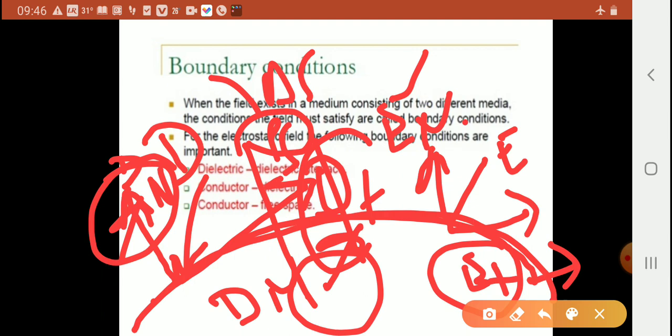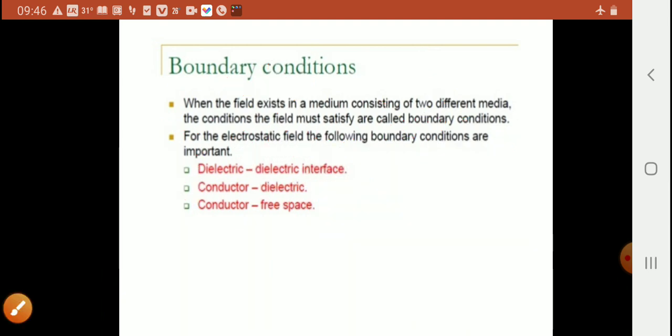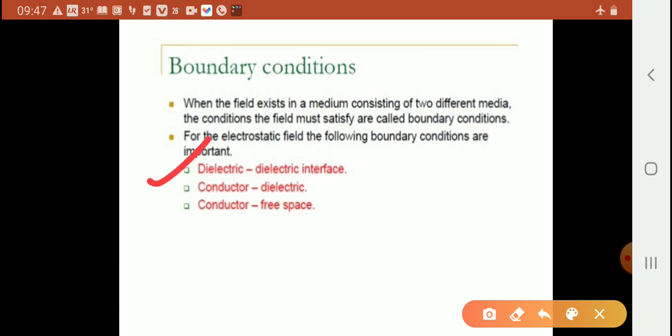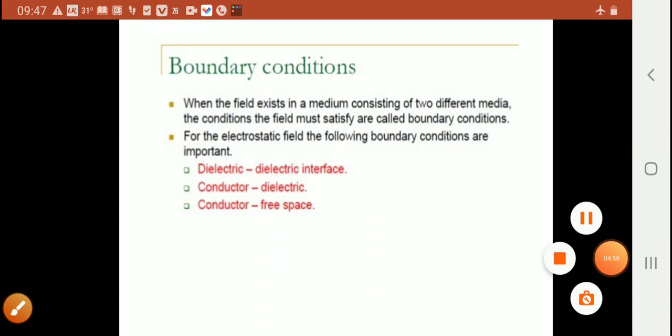Boundary condition between conductor and free space. This is the free space case. For the electrostatic field, the following boundary conditions are important: dielectric interface, conductor, dielectric, conductor and free space.